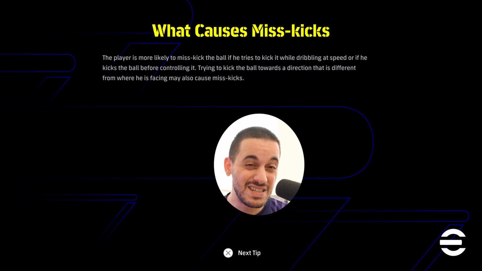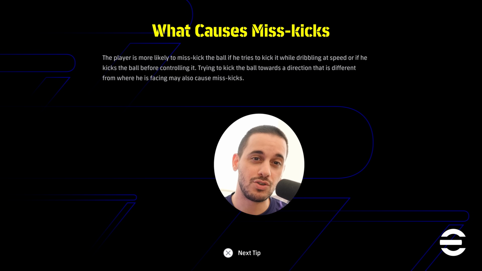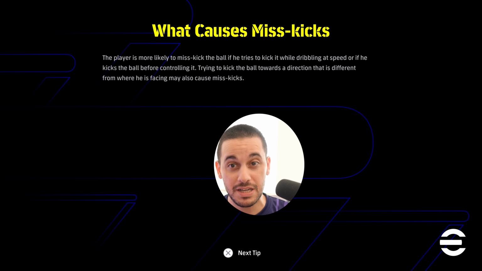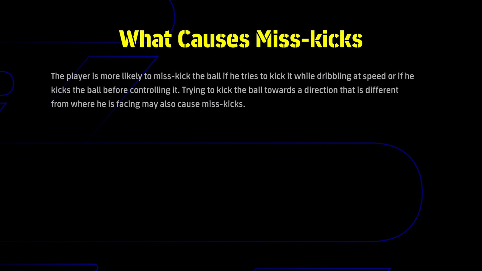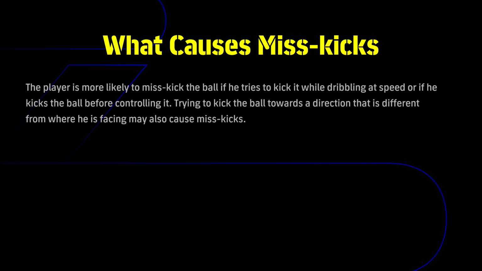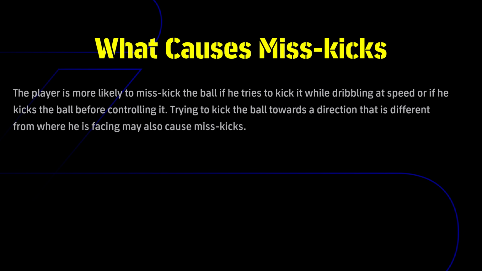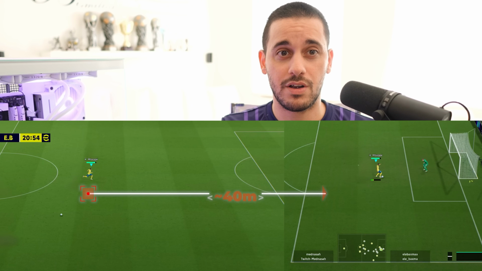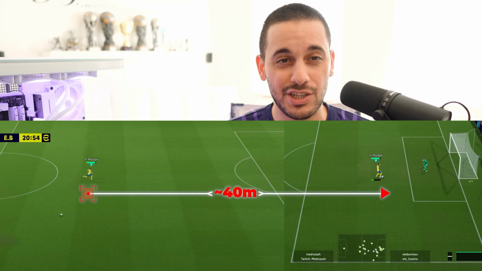What causes miskicks? The player is more likely to miskick the ball if he tries to kick it while dribbling at speed, or if he kicks the ball before controlling it. Trying to kick the ball towards a direction that is different from where it's facing may also cause miskicks, and this is exactly what happened here. I sprinted too long and my Mbappe lost his accuracy. There are several options to avoid this mistake after a long sprint.